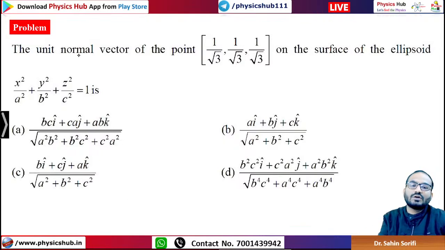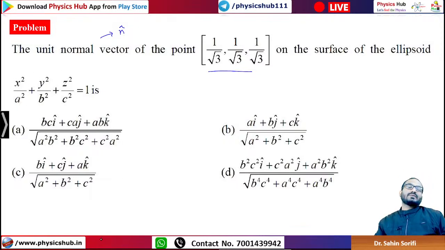The unit normal vector, basically it is asking about n cap at the point 1 by root 3, 1 by root 3, 1 by root 3 on the surface of the ellipsoid x square by a square plus y square by b square plus z square by c square equals 1. So the process is simple, the process is same. Can you do this problem?